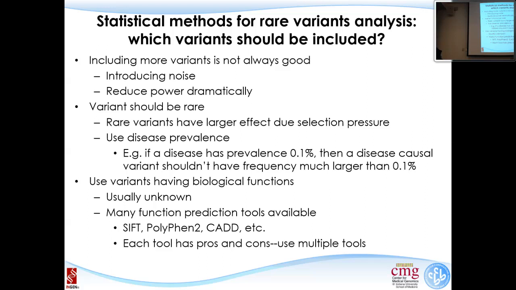And again, you can use the variants' biological functions, but the problem is we don't know their functions. We have a bunch of variants and we don't know their functions. So you can use bioinformatics tools. I think you are probably familiar with SIFT, PolyPhen, CADD. The problem is they are not perfect. We did a pairwise comparison, and the concordance rate between any two of them is 75% at the most. So you probably want to use multiple tools to confirm or validate each other.